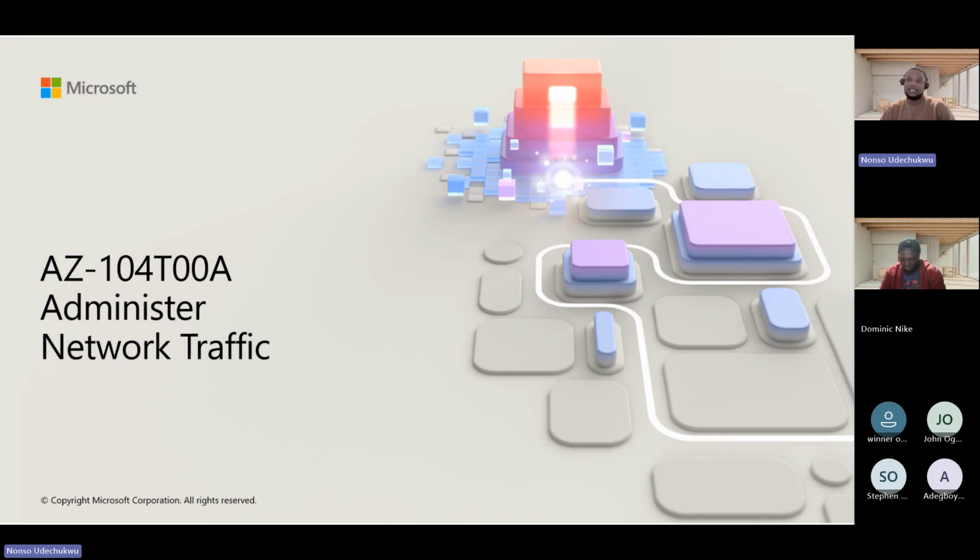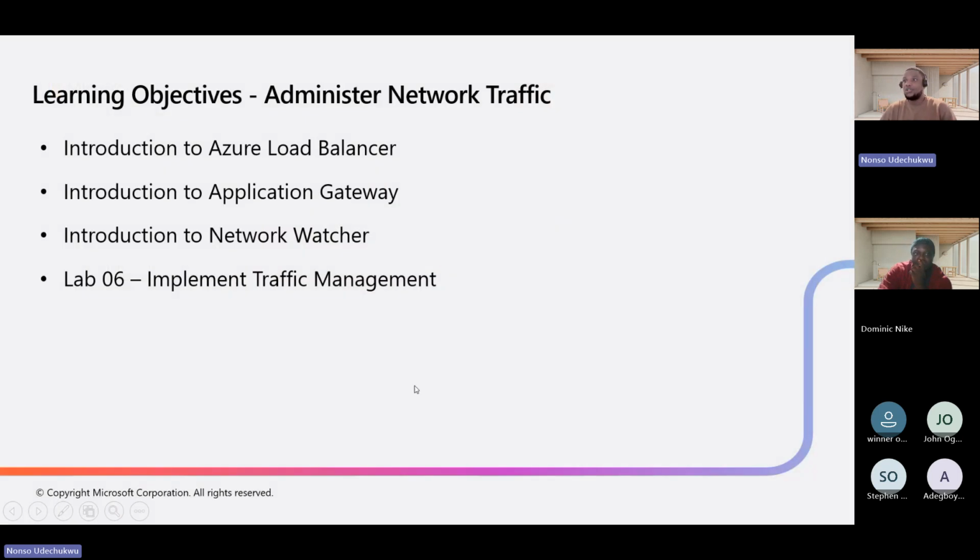All right, let me start. Administer network. What are we going to look at? We're going to look at an introduction to Azure Load Balancer. We're going to look at the different types of Azure Load Balancer. We're going to look at Application Gateway. We're going to look at Network Watcher. What is actually Network Watcher? Then the lab is about implementing traffic management.